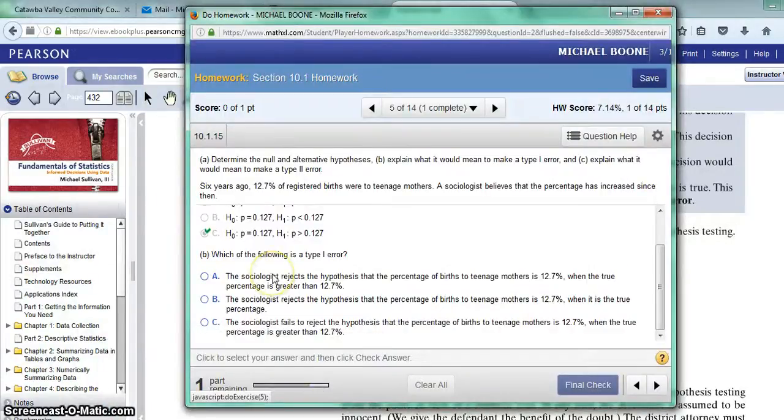So for this one, rejects the hypothesis that there is 12.7% when it is the true percentage. So it's not greater than or less than, it's just we rejected that it was equal to 0.127 when that was true. So we're not dealing with a greater than or anything here.